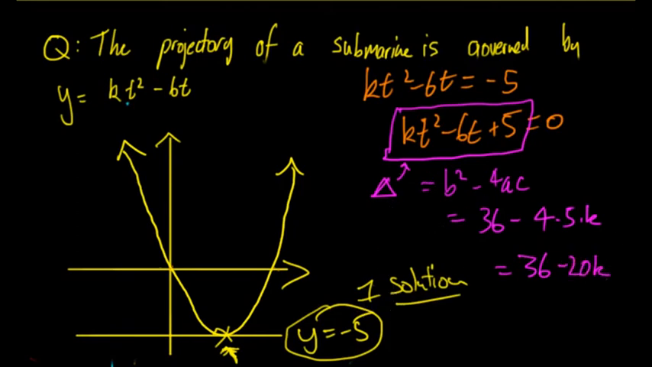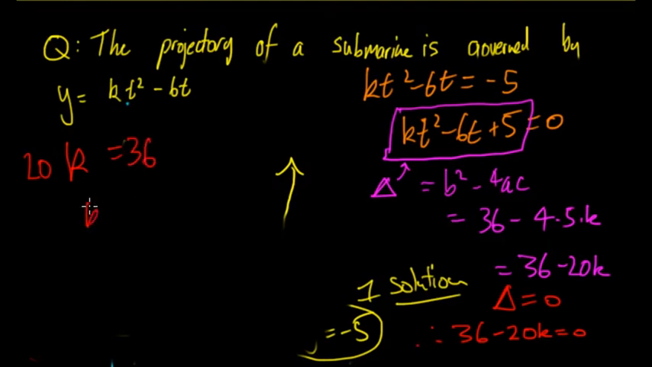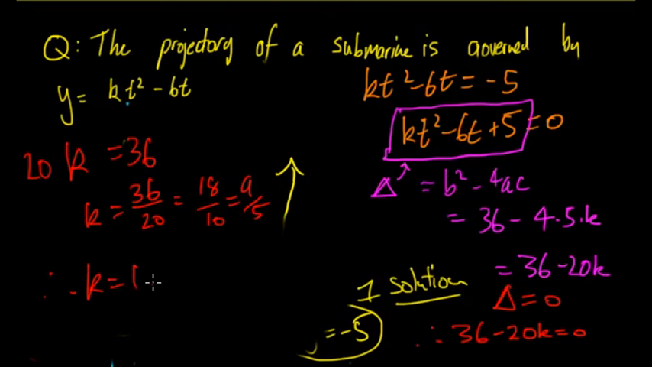Now we want one solution, i.e., we want the discriminant to equal 0. So therefore, we just solve 36 minus 20k is equal to 0. So 20k is equal to 36. So k is equal to 36 on 20, which is equal to 18 on 10, which is equal to 9 on 5. So therefore, k is equal to 1.8.